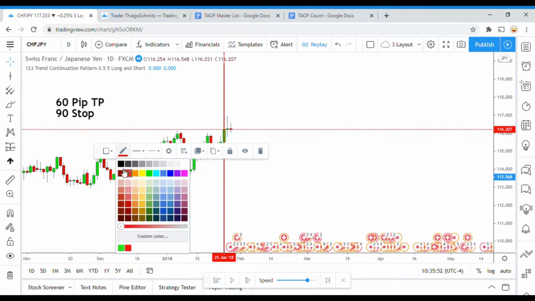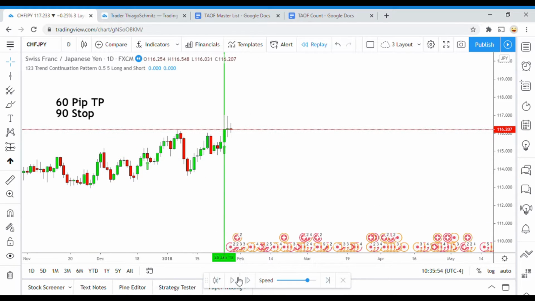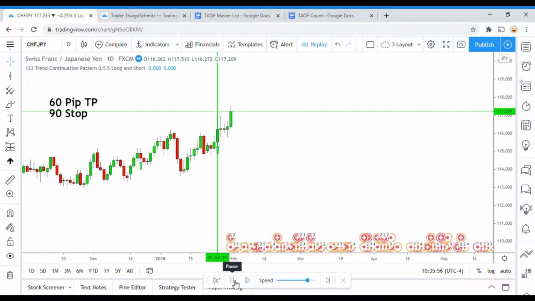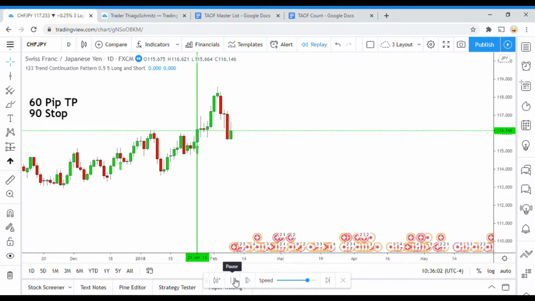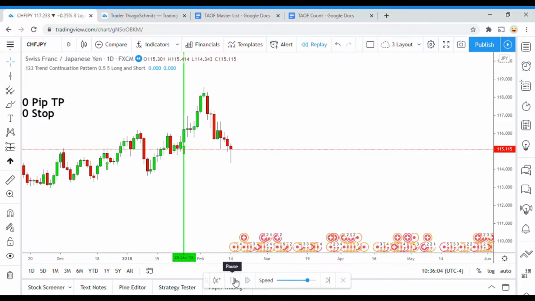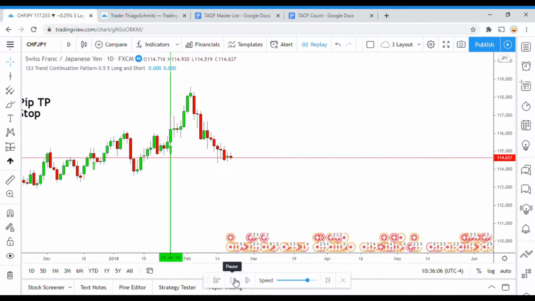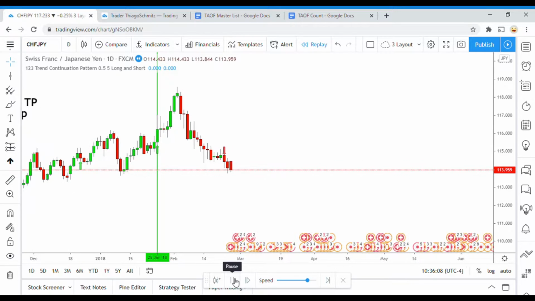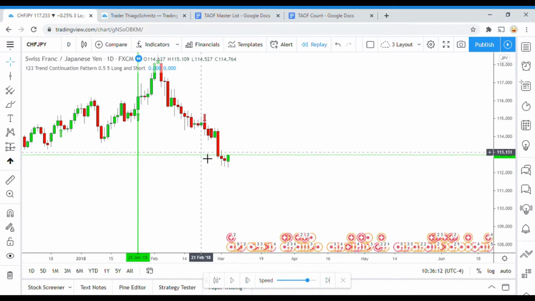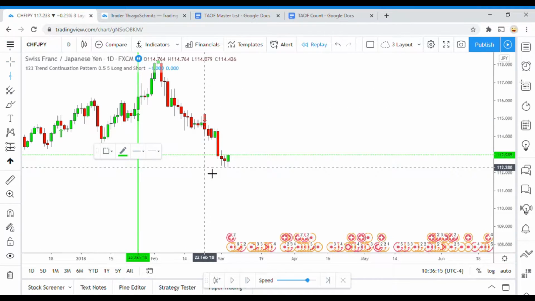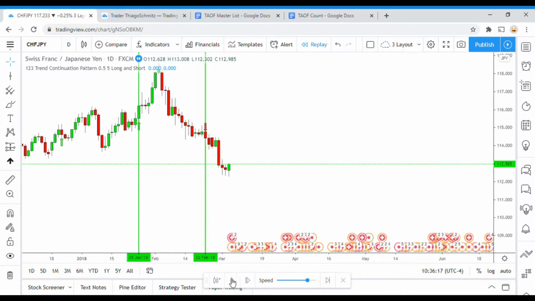Alright, so far, so good. That was a winning trade there. So, not too bad, not too bad at all. Wow, look at that. It actually took off even farther. That would have been a really decent trade if you would have had a... Alright, there we go. Nice. Another really decent trade right there.